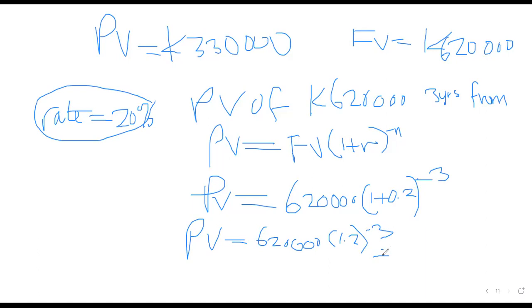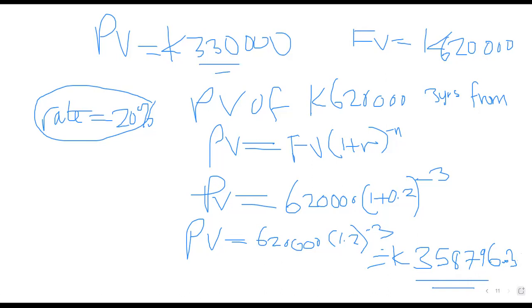So what are we getting? We are discounting back this one. So it's giving us what? 358,796.23. So it's better we get 620,000 3 years from now, because the present value is higher than 330.